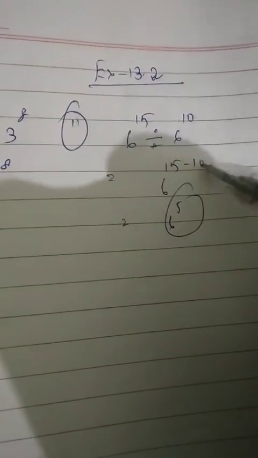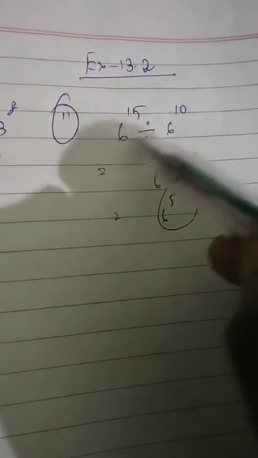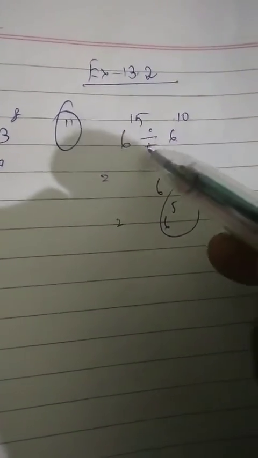15 minus 10, the powers will be subtracted. Why? Because they have the same base but they are in division. So it will be 6 to the power 15 minus 10, that is, 6 to the power 5.